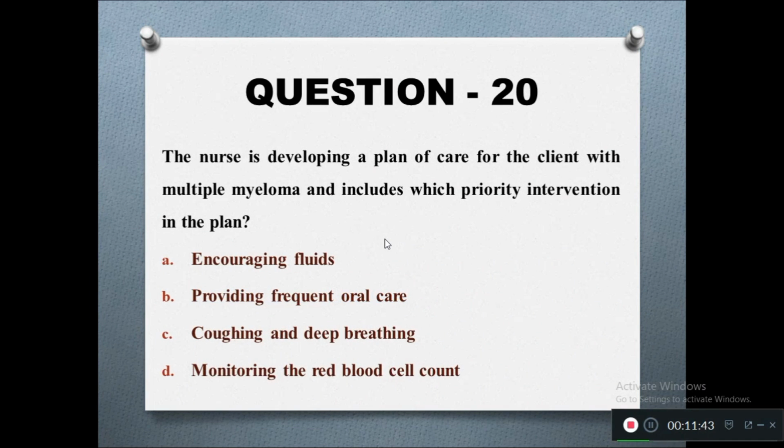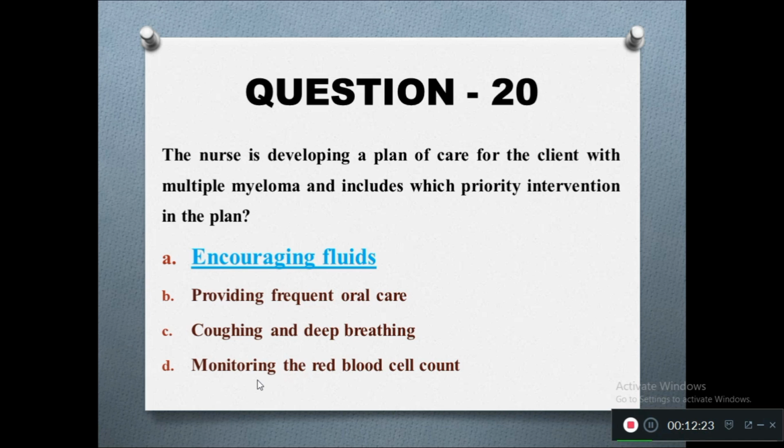Question number 20. The nurse is developing a plan of care for the client with multiple myeloma and includes which priority intervention in the plan? So for a myeloma patient, as a nurse, what primary intervention should we give? Option A, encouraging fluids. Option B, providing frequent oral care. Option C, coughing and deep breathing. Option D, monitoring the red blood cell count. So the right option for a myeloma patient is encouraging fluids.